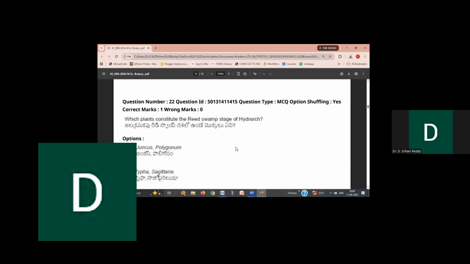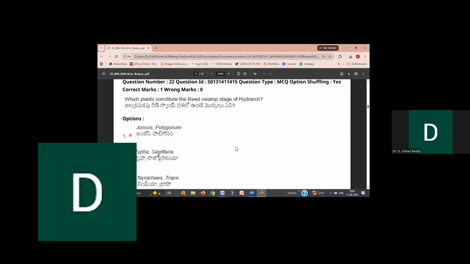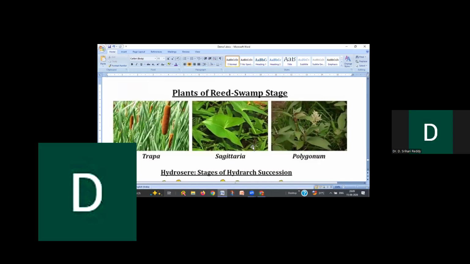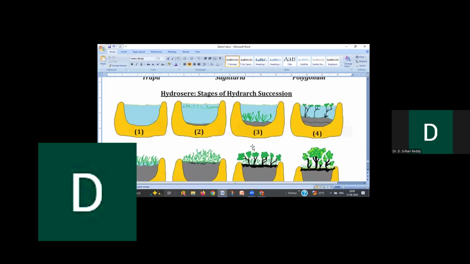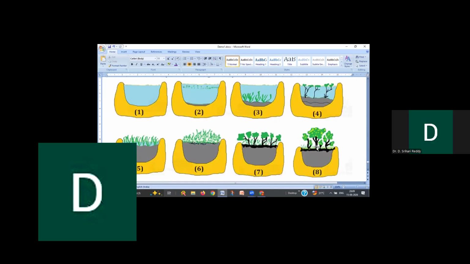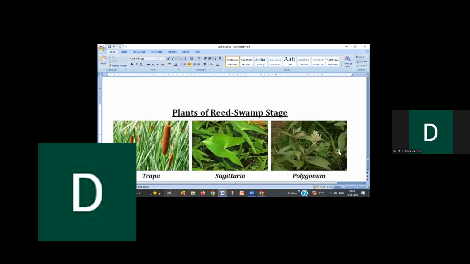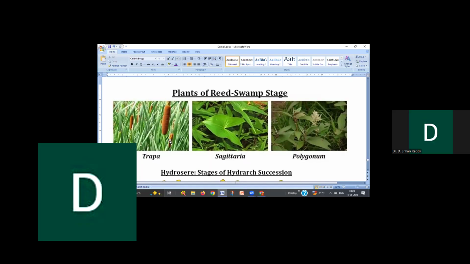So next one is, which plants constitute the reed swamp stage of hydrarch or hydrosere? You see, in the hydrosere, there are different stages. Okay, free floating stage, phytoplankton stage. All these are the different stages. Since they are asking about the reed swamp stage, these are also called amphibious stage, because they grow in the marshy areas, swamp areas.